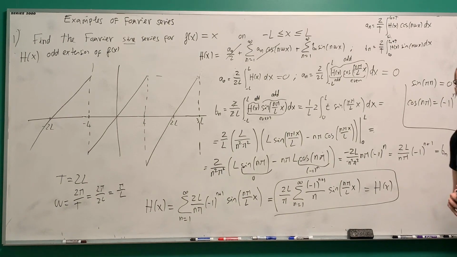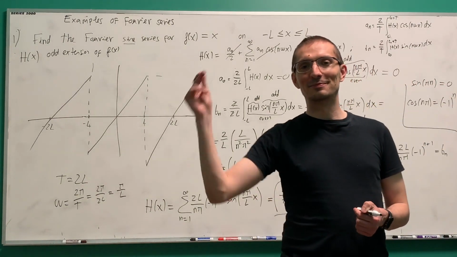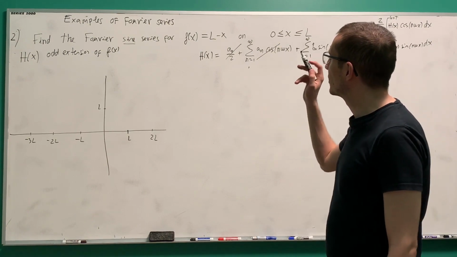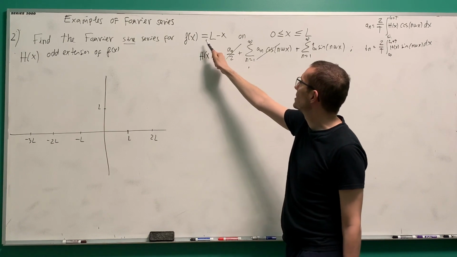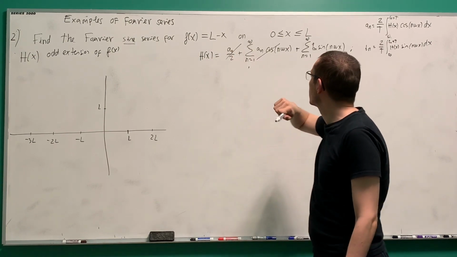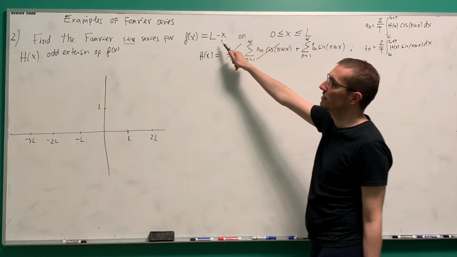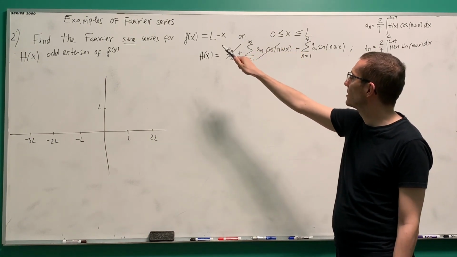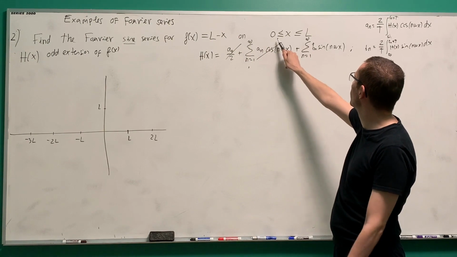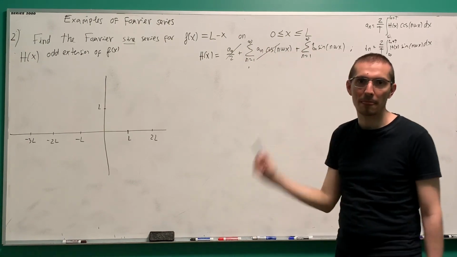All right, let's do another example. Okay, so here's another example. Find the Fourier sine series for f of x equals L minus x. In this case, the function is different, and also the interval is different. I want to find the Fourier sine series representation for this function on the interval 0 to L.